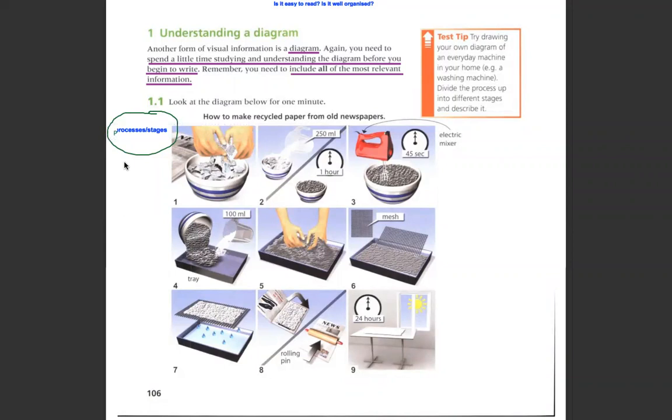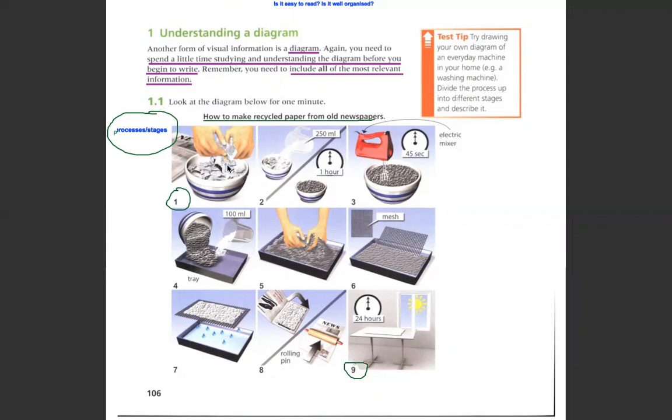And with processes, you need to think about what are the stages or steps in the process that you're looking at. So again, you have a heading. So this tells us what the process is of. It's how to make recycled paper from old newspapers. And you can see you have 1 to 9 steps. So what you're going to be doing is describing the different steps or stages in the process.